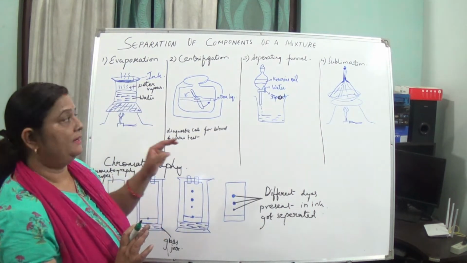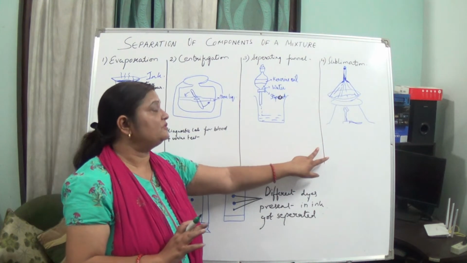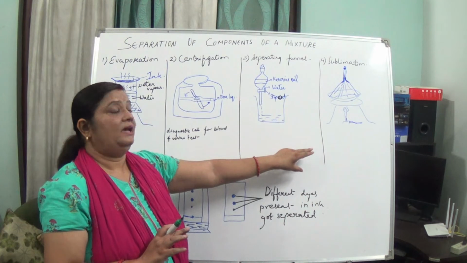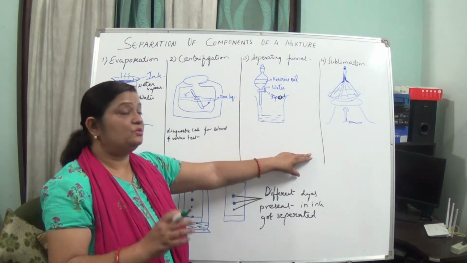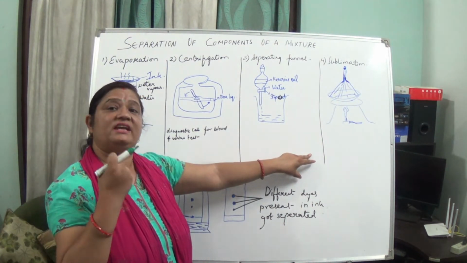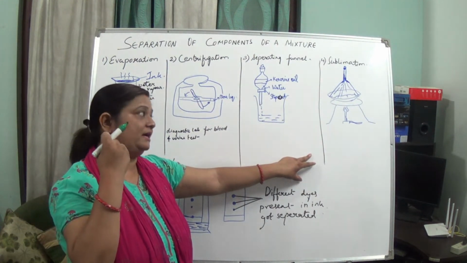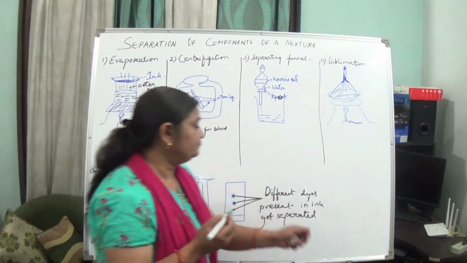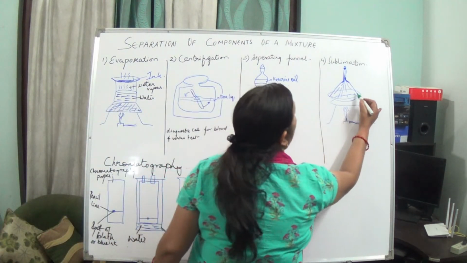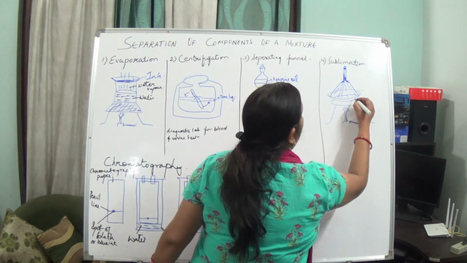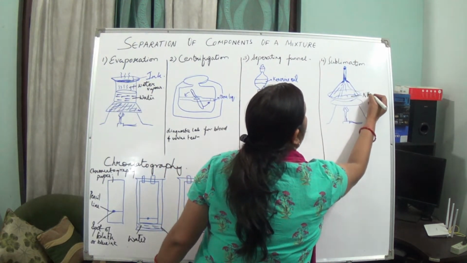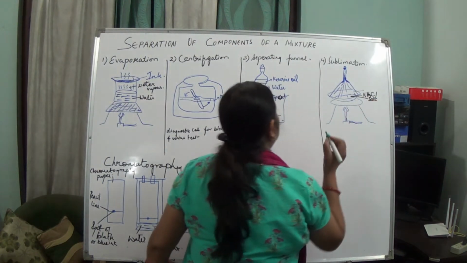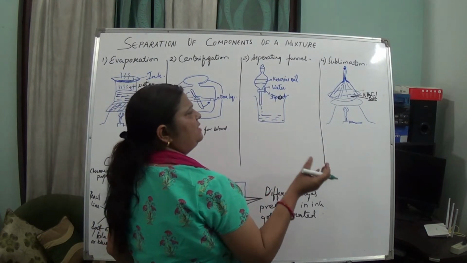Now the next method is what? Sublimation. What type of substances are separated in sublimation, okay. In this, the substance which can sublime, it means what? It can change from the solid to the gaseous state directly, okay. So for this method we will be using ammonium chloride mixture, NH4Cl, and you can take the mixture of salt and ammonium chloride, any salt you can take.